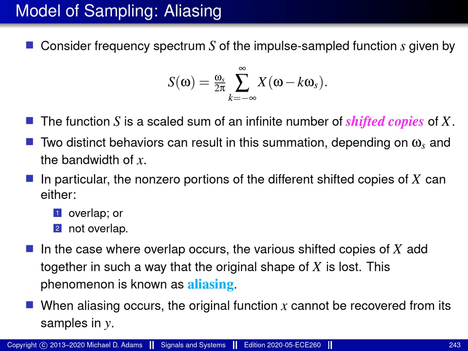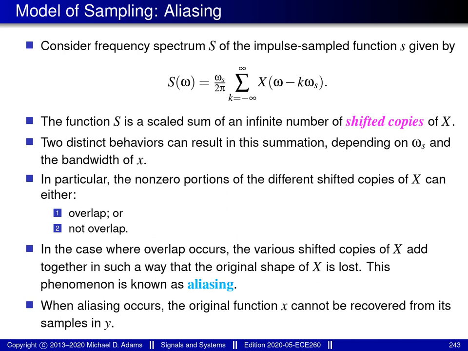In this case, only the k equals 0 term contributes to the sum over the frequency range minus omega s over 2 to omega s over 2. Therefore, big S and big X are equal up to a scale factor over this frequency range. So big X can be unambiguously determined from big S by simply applying a low-pass filter to big S with a cutoff frequency of omega s over 2. Thus, impulse sampling does not lose any information in this case. Next, let's consider the case where overlap occurs.